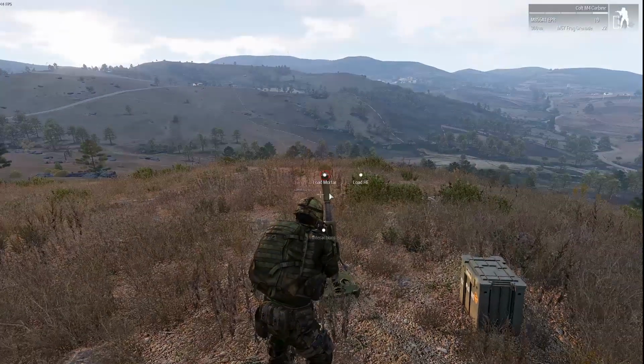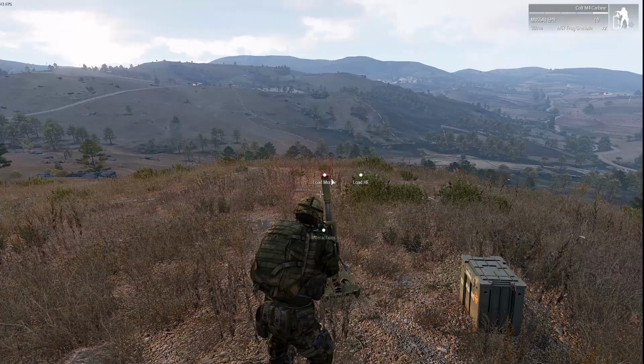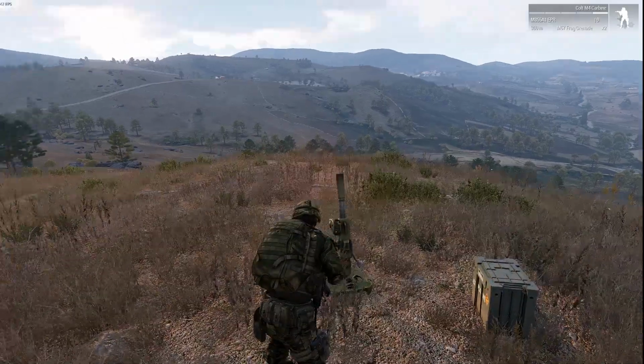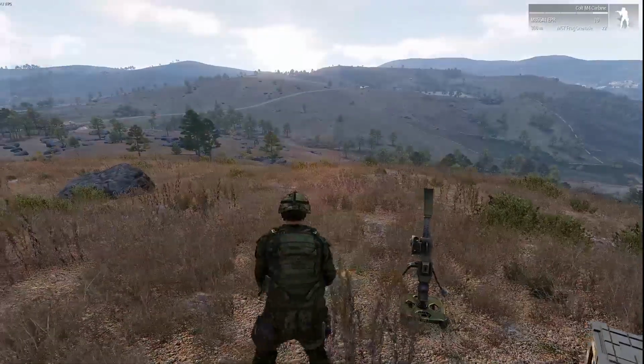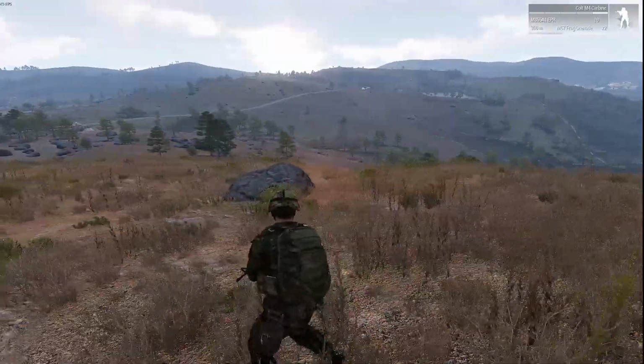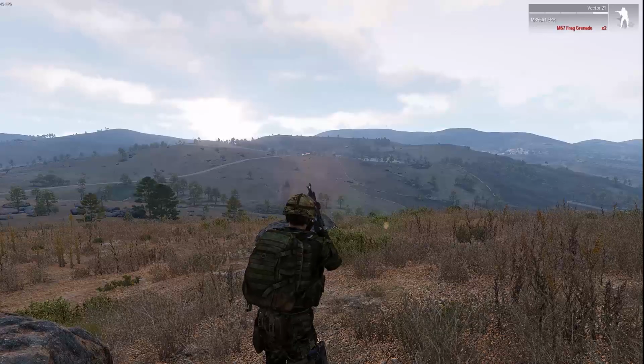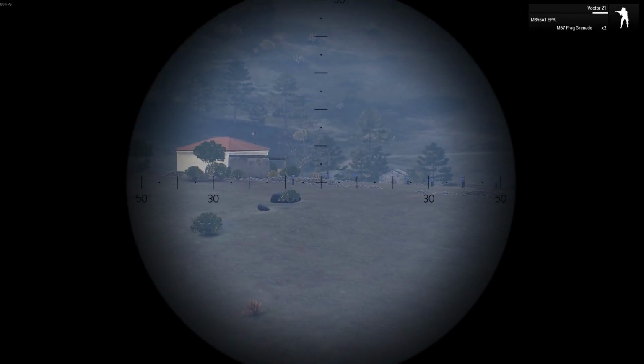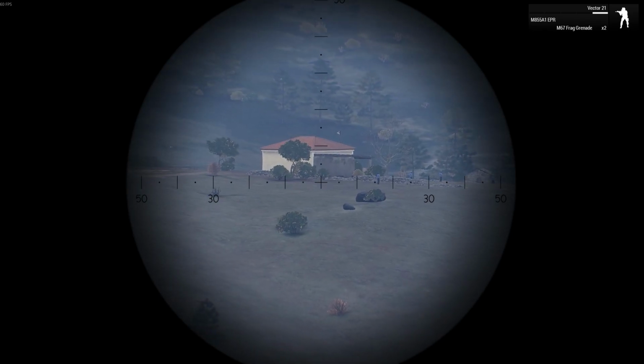I'm going to prepare a mortar by using ACE Interact on the tip of the mortar barrel, and I'm going to load an HE round. So I'm going to hop over here and pretend I'm my artillery observer for a moment and introduce you to my target. My target is that house, which is occupied by enemy civilians, having a party over there.